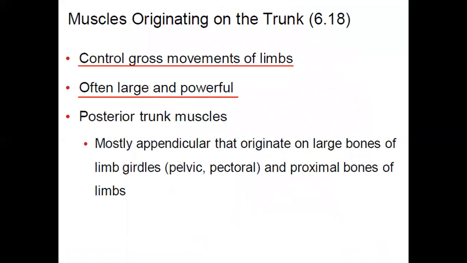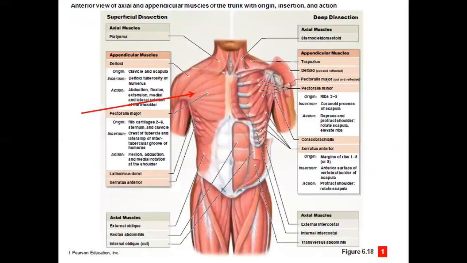Other muscles that originate on the trunk but insert on the upper limbs control gross movement of the limbs. So think about adduction and abduction and medial and lateral rotation of the upper arm and the thigh. They're often pretty powerful and large. So we'll talk about some of them on these next few slides, like the pectoralis major muscle, the pec muscle. What can you do with this pectoralis muscle? Right, so bench press. If you've ever been in the gym, you bench press. You can bench press using this pectoralis muscle.